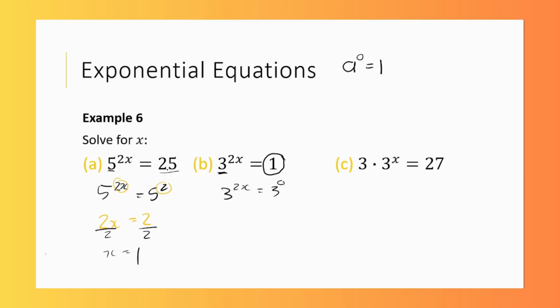Now again, bases are equal, therefore our exponents are equal. So 2x is equal to 0, meaning x is 0, or you divide by 2 on both sides and find that x is 0.